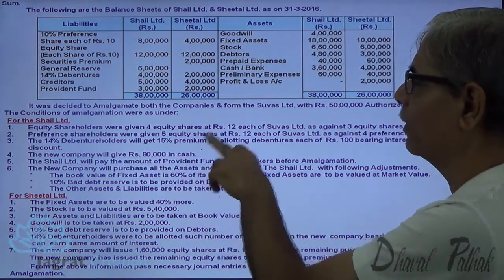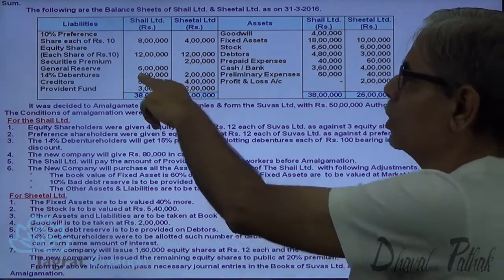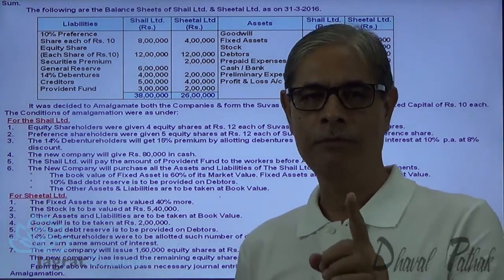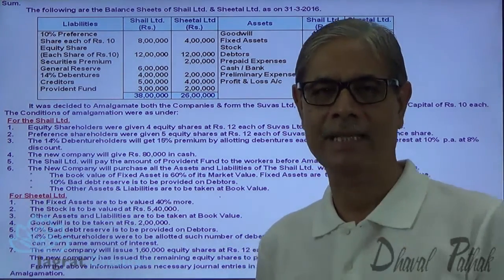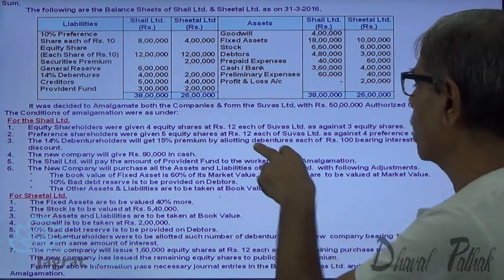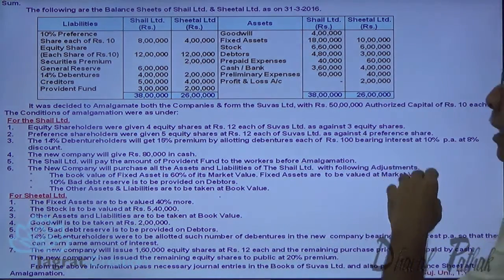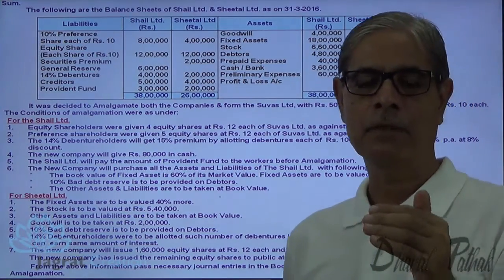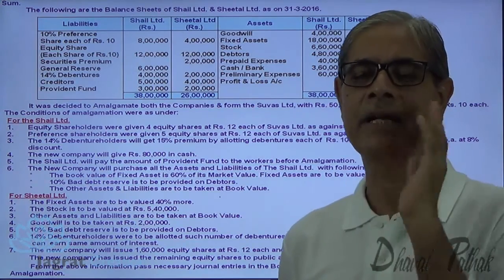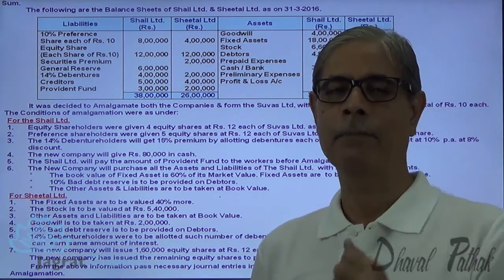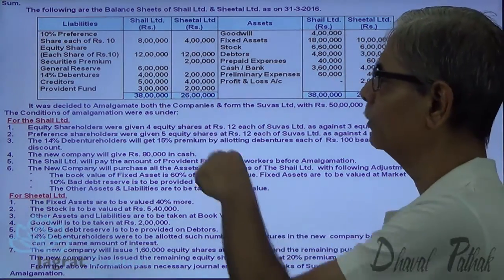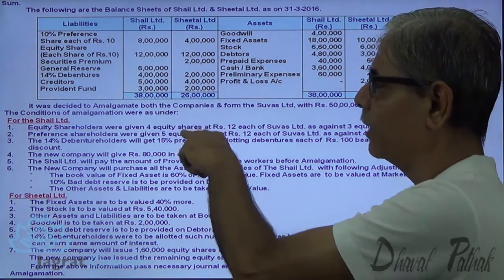14% debentures will get 15% premium. So 4 lakhs are the debentures, they will be given 15% premium. So 15 fours are 60, 4,60,000 is the exchange value for debenture. But how is the allotment of debenture to be given? The new company, the purchaser, will give its debentures which fetch interest at the rate of 10%. So 10% debentures will be given for the purpose of making payment of 4,60,000, 4 lakh plus 15% premium.